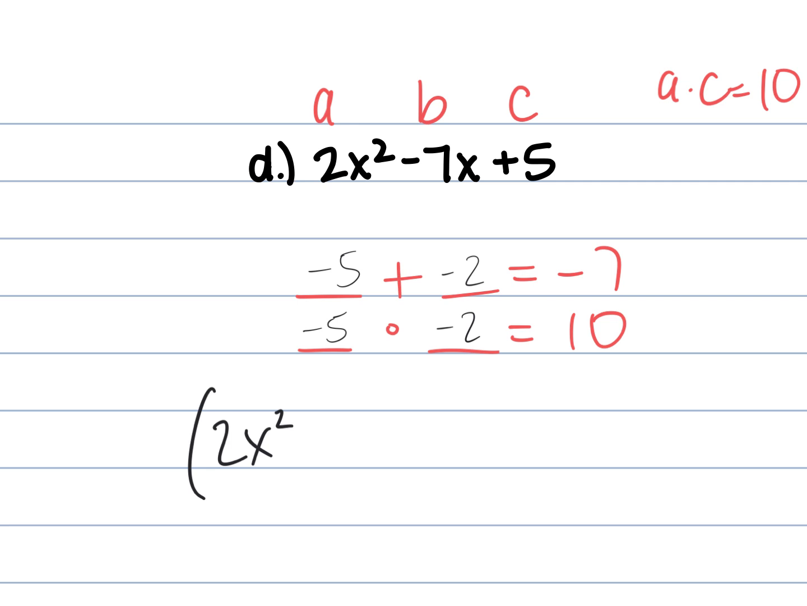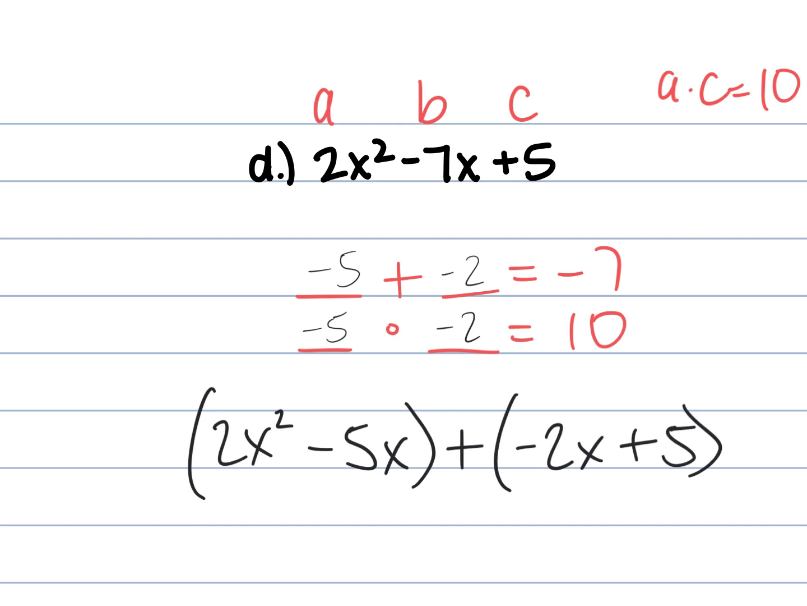What goes next to it? Minus 5. Yes. But not just minus 5. X. Yes. Close those parentheses. Good. Plus negative 2x. Yep. Plus 5. Yes. Guys, give it up for Segi.